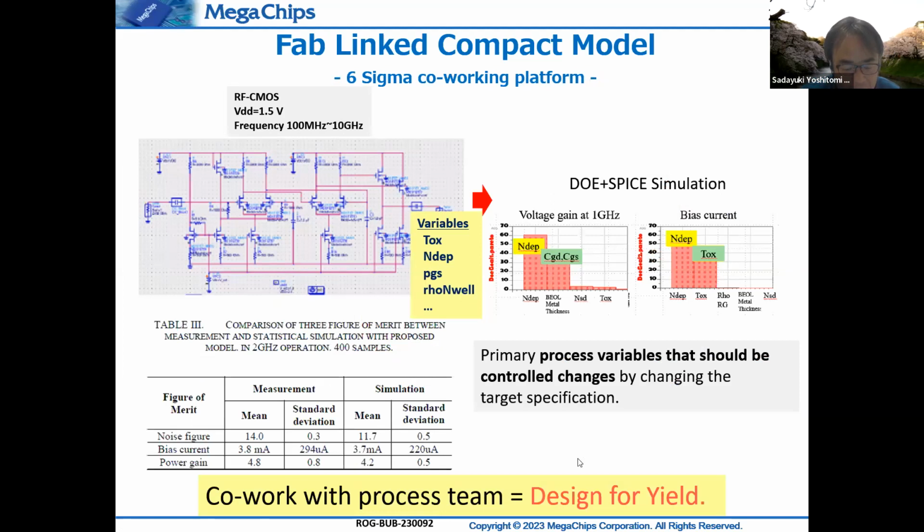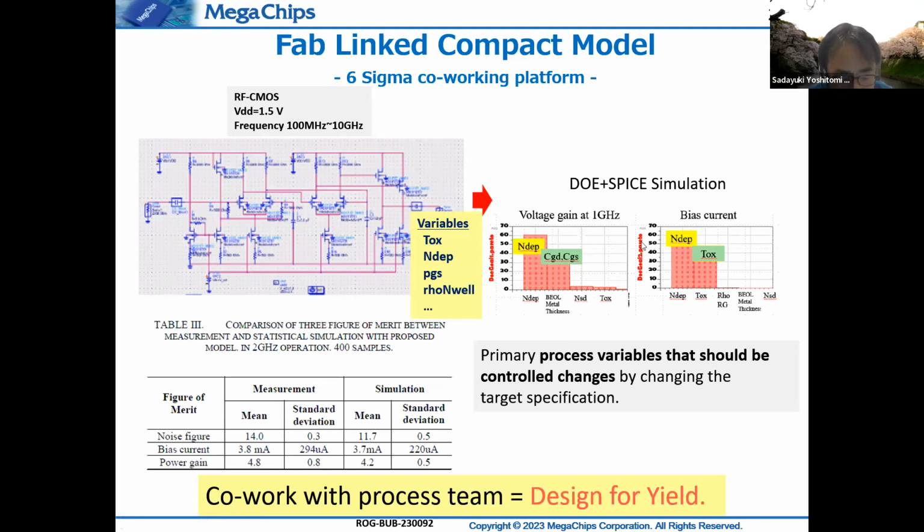And the palette chart, this is a use case from the designer's point of view. Please have a look at the palette chart. This palette chart shows the result of a design of experiment simulation by using big data and this process-oriented compact model. From this chart, we can understand the channel concentration NDEP is the most vital variable.